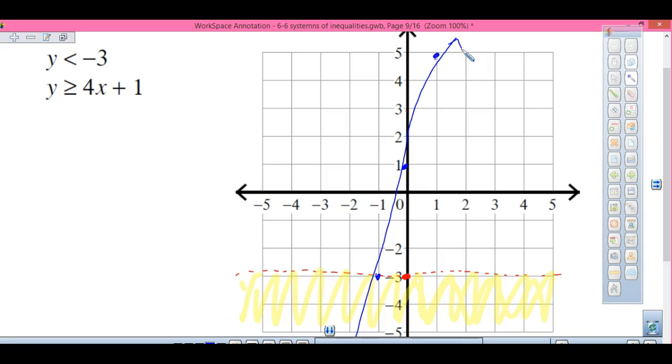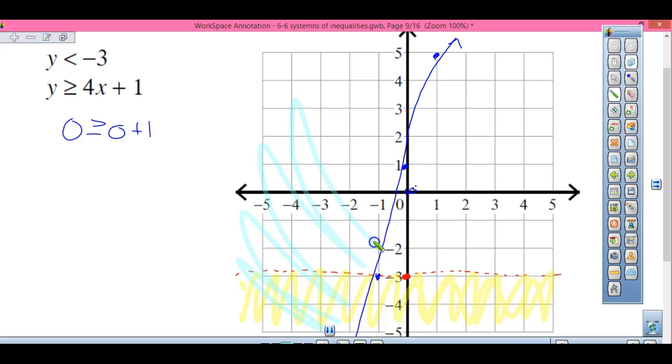Okay, and then what are we checking? 0, 0. So is 0 greater than or equal to 0 plus 1? No. So no, I do not want to shade right there, right? So where should I shade? To this side of it. So that all gets shaded lightly.